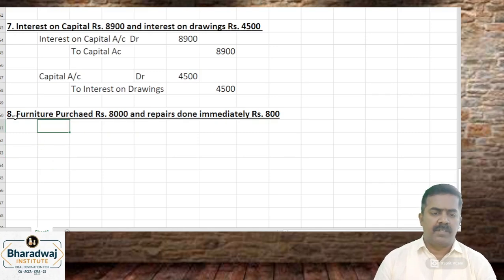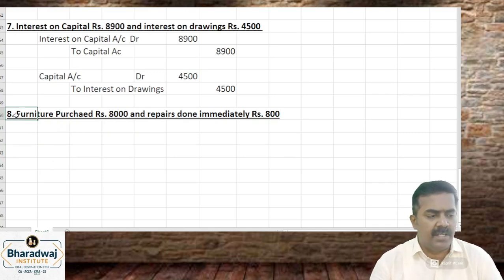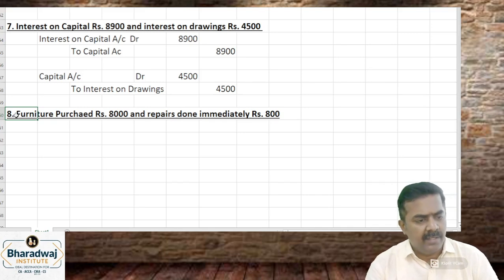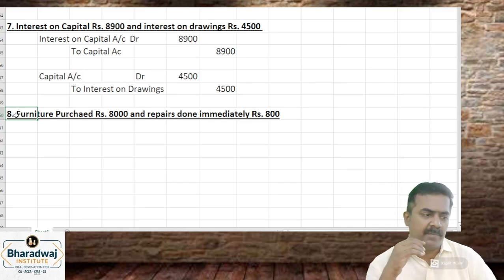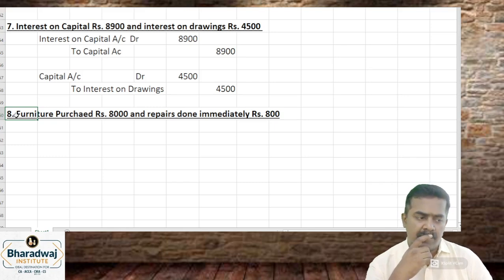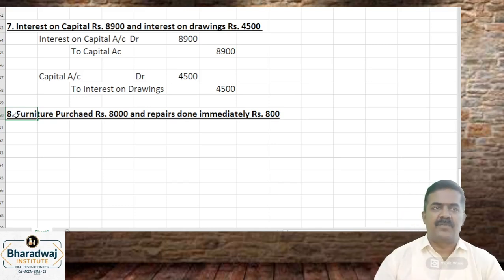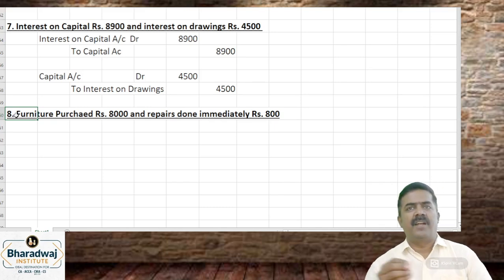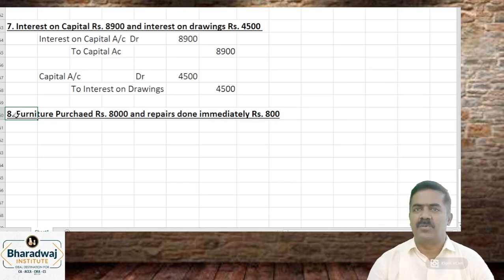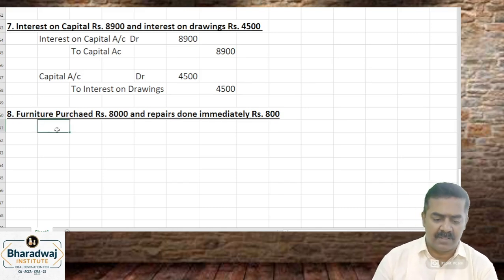What is the entry you will pass? Furniture purchased for 8,000 and repairs done immediately. What do you mean by repairs done immediately? For example, you are purchasing a second-hand furniture. You are just painting and doing some repair work so that you can use it. So what is the entry you will pass?